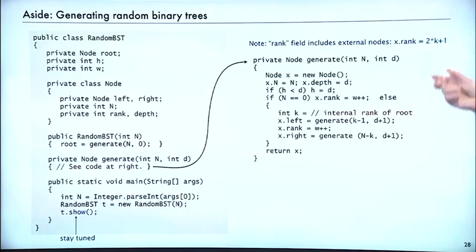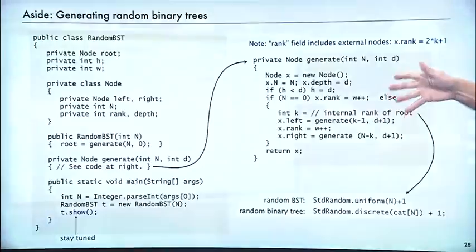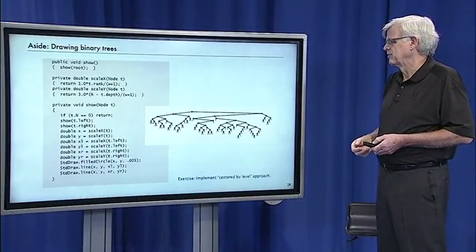And in this case, to make the trees look good, I actually included the invisible external nodes in the rank field. The point of this is to show there are a lot of similarities, and I use this same code to generate both kinds of trees. The only difference is that for random BST, I uniformly choose the value of that rank, and for a random binary tree, I go to that Catalan distribution to use it. So with a relatively small amount of code, I've been generating these tree diagrams.